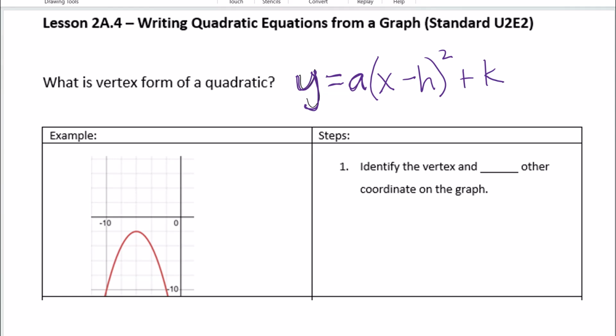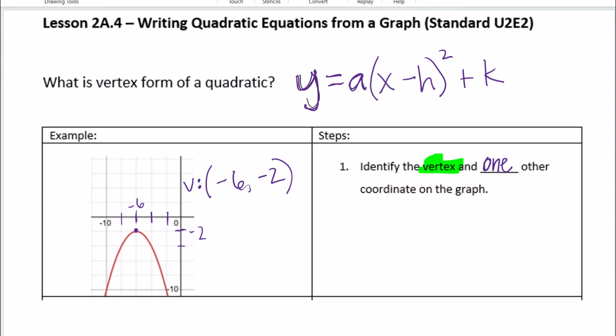So the steps to do this is, the first thing is we want to identify the vertex and one other coordinate on the graph. So we're going to find the vertex first. So let's look at this example over here. Looks like each line is by 2's. So when you look at that, if each line is by 2's, this will be 2, 4, 6. So negative 6. This will be negative 2. So the vertex is at negative 6, negative 2.